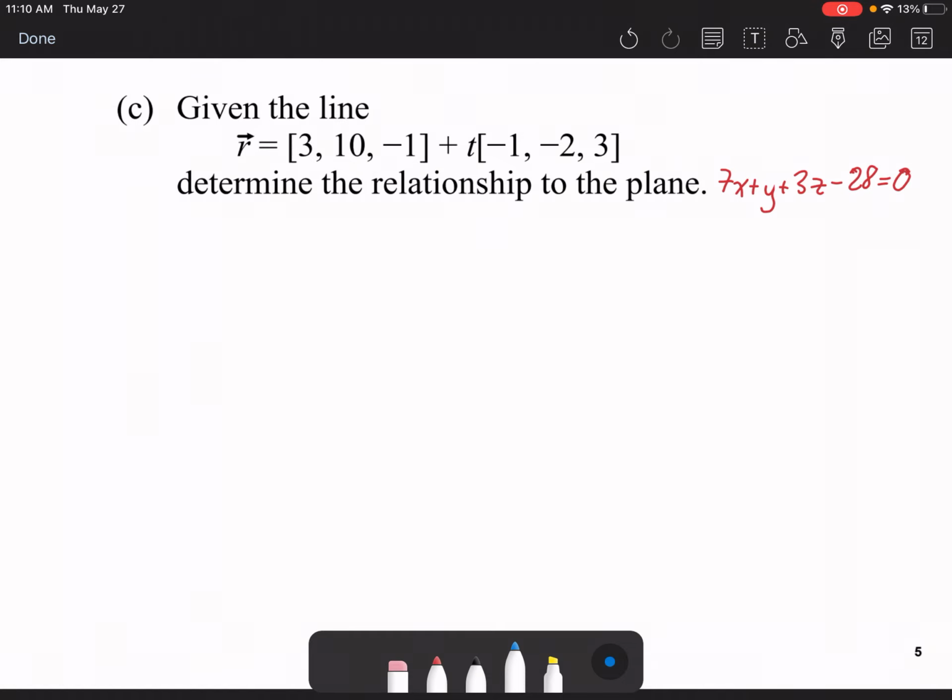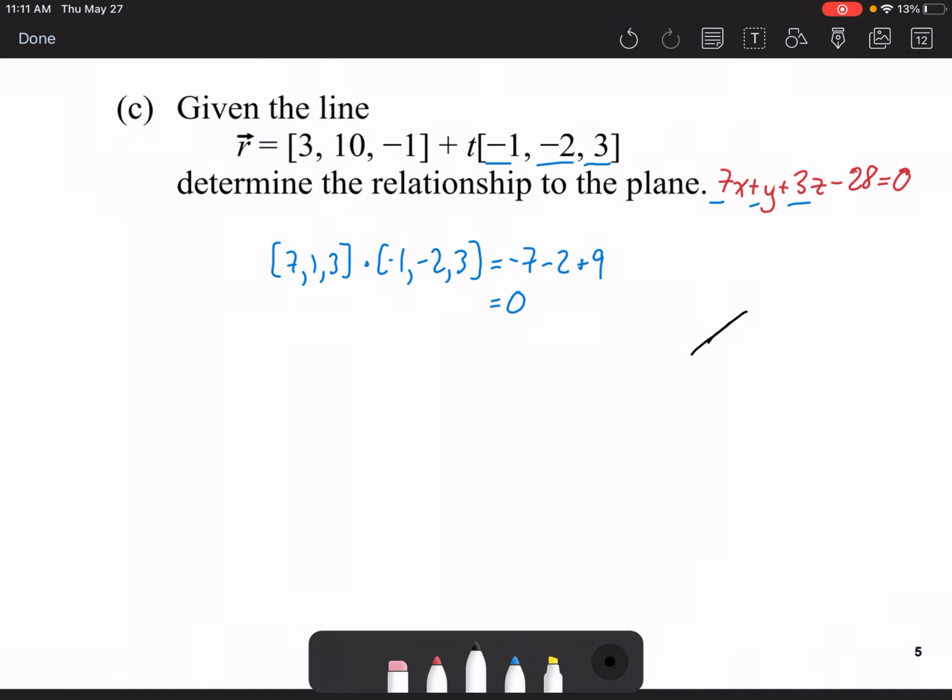Well, in this case, what you'll notice is the (-1, -2, 3) does not relate to the (7, 1, 3) that you can see right away. So another possibility is take a look at how (7, 1, 3), when dotted with (-1, -2, 3), works out. So this works out to be -7 minus 2 plus 9, which equals 0.